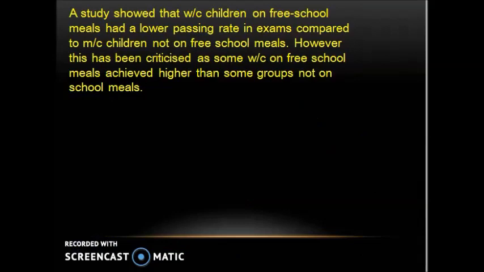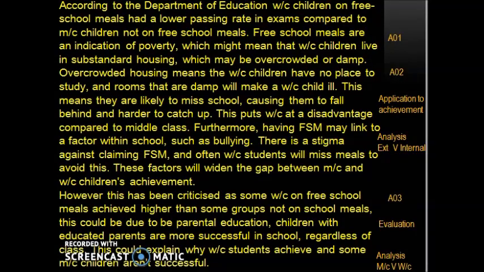So now I'm going to transform the second part of that original paragraph that you saw right at the beginning, and instead of it being part of that same paragraph, it's going to be its own paragraph. Okay, so let's have a little bit of a look. So changing that first sentence, we're going to actually identify where that research comes from. It was from the Department of Education.